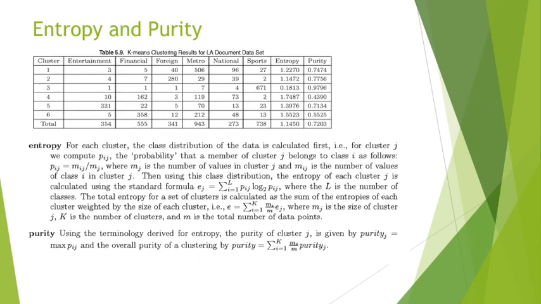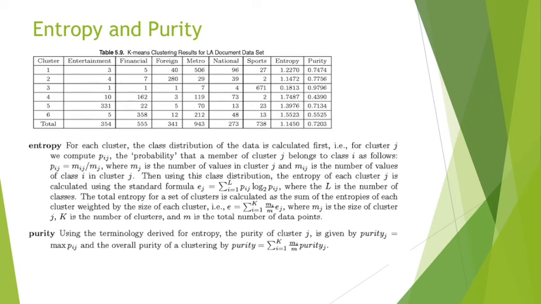And next, we move to the external measures of cluster validity. Here we have k-means clustering results for the LA document set. For entropy, for each cluster the class distribution of the data is calculated first. For cluster J, we compute Pij, the probability that a member of cluster J belongs to class I, as follows.